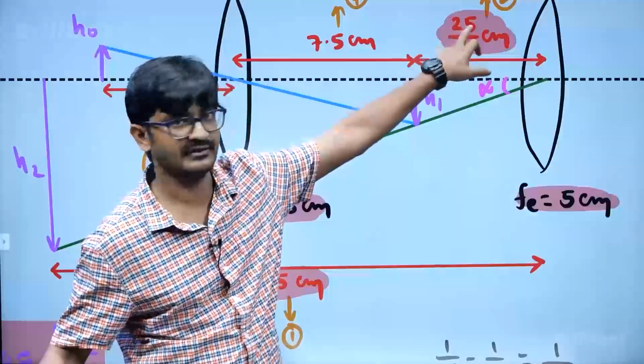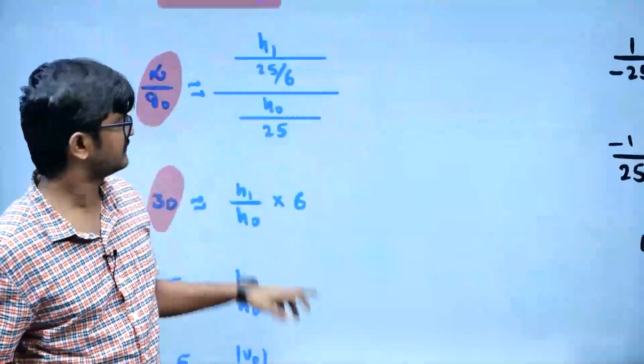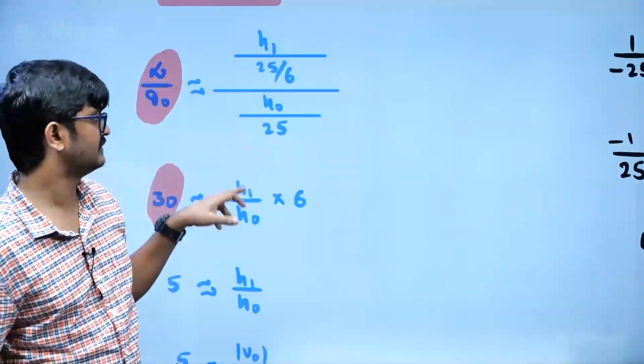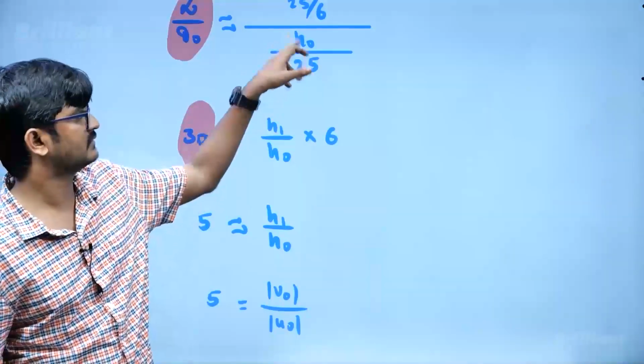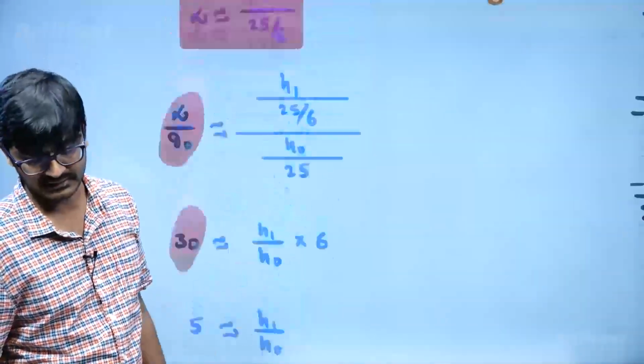Alpha is h1 by 25 by 6. What is theta naught? h0 by 25. So it is h1 by 25 by 6 by h0 by 25. This is given as 30 in the question. So when I do it, I will be getting h1 by h0 is 5. And what is h1 by h0?